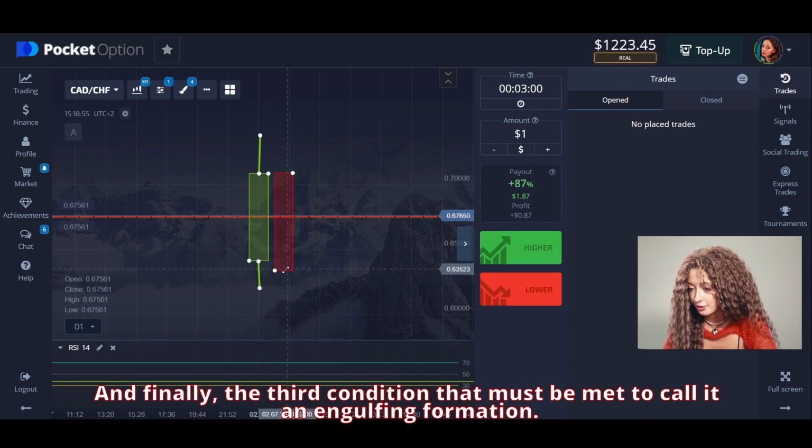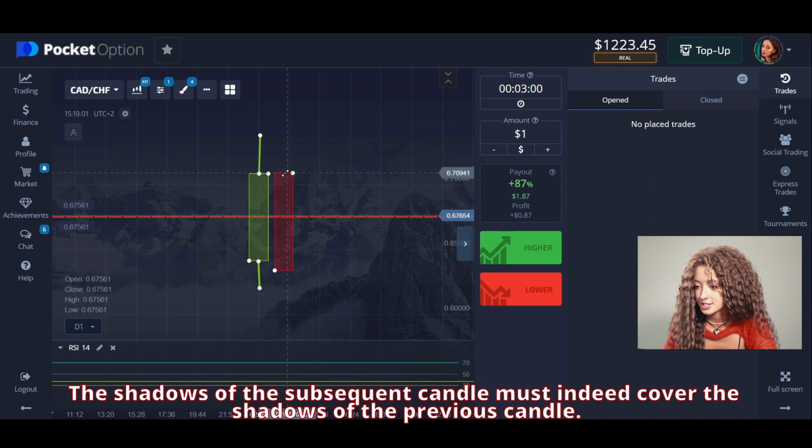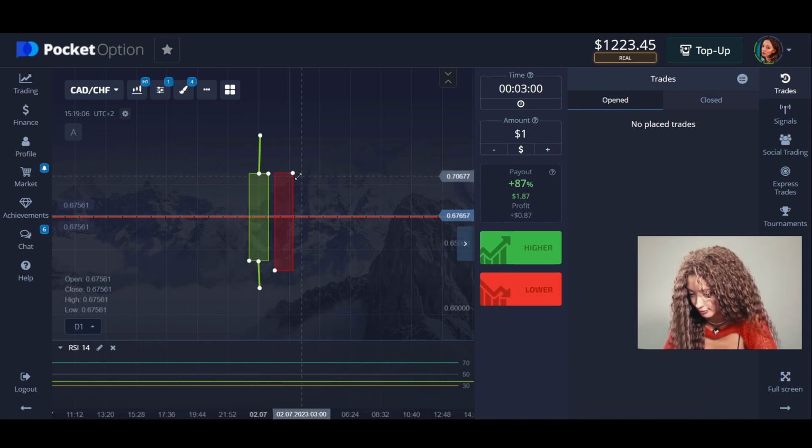And finally, the third condition must be met to call it an engulfing formation. The shadows of the subsequent candle must indeed cover the shadows of the previous candle.